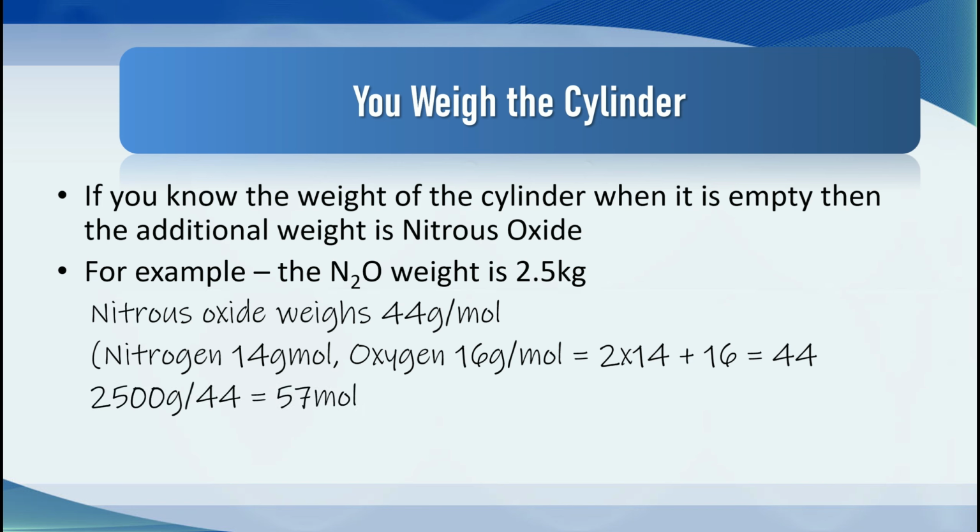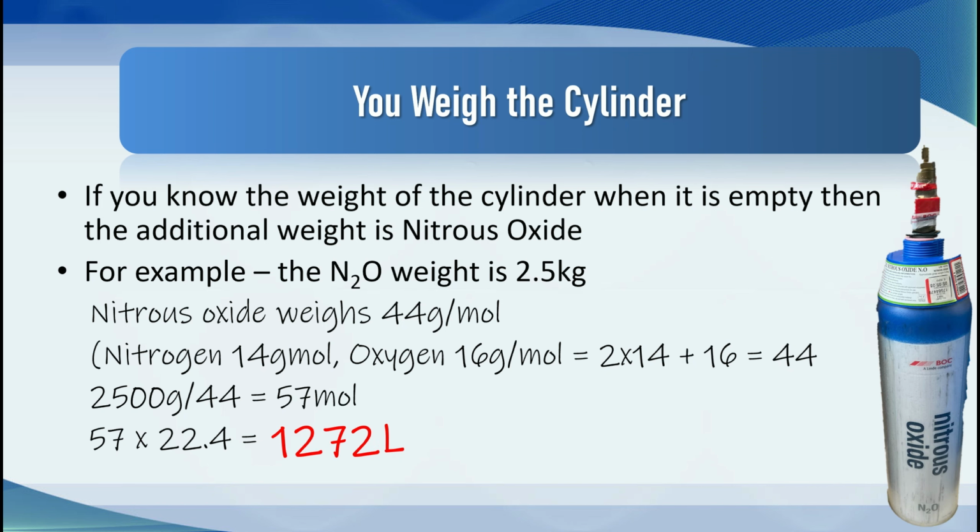Then we divide the total mass by the molecular mass, 2,500 grams by 44, and that gives us 57 moles total. We multiply 57 by 22.4, and that gives us the total amount of nitrous oxide in the cylinder, 1,272 litres. So this is a really useful calculation to do, and you might be asked this in an exam.